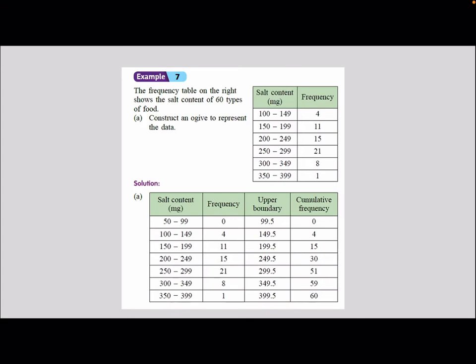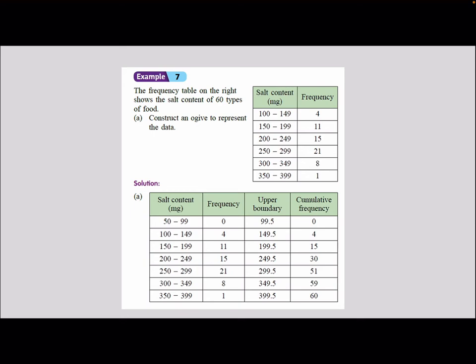Example 7. The frequency table on the right shows the salt content of 60 types of food. The question asks us to construct an ogive in order to represent the data. Before we start with our ogive construction, first we need to complete the frequency table.